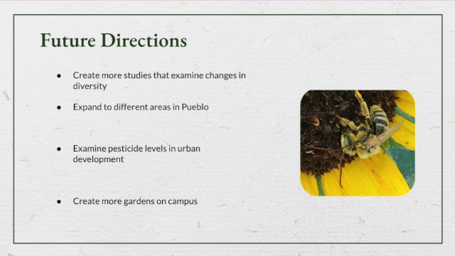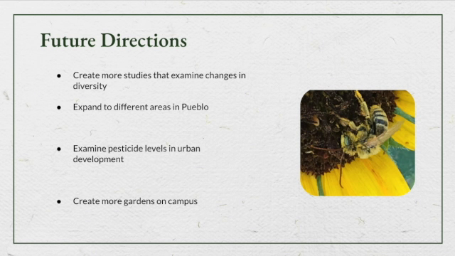In order to further understand pollinator declines, we need to create more studies that examine change in diversity. We tend to see many studies on honeybee declines, but not much is known about other pollinating species, especially insects. This mainly has to do with the increase of importance of economics over ecological importance.